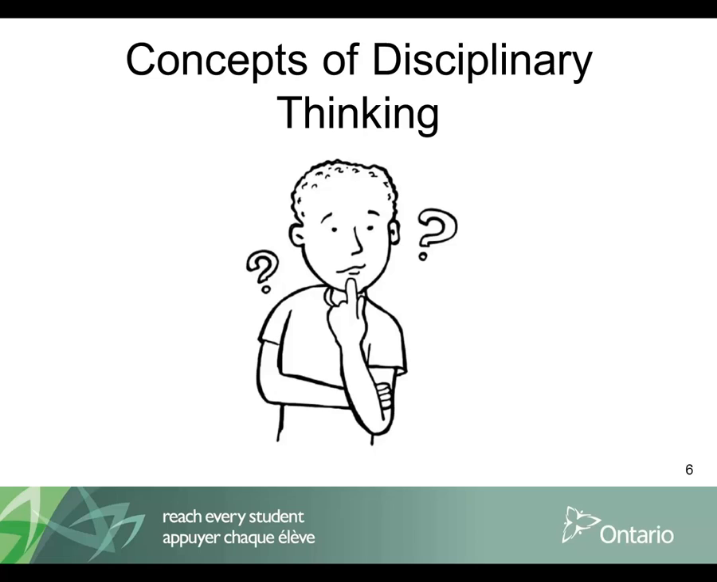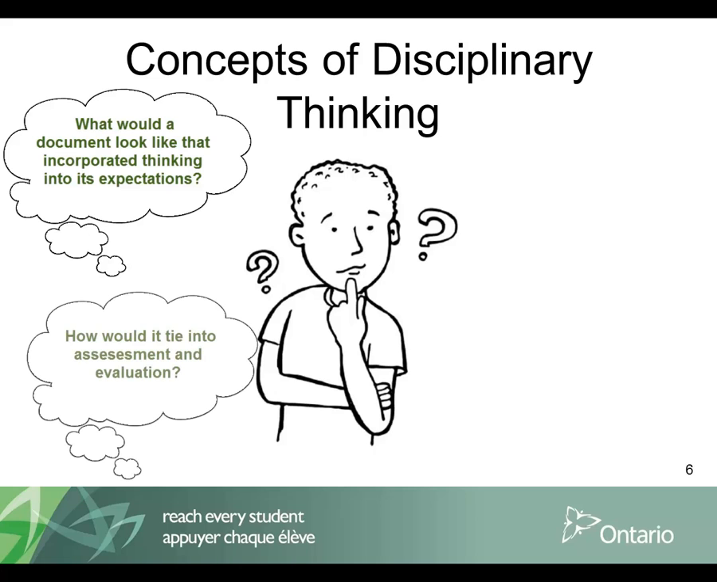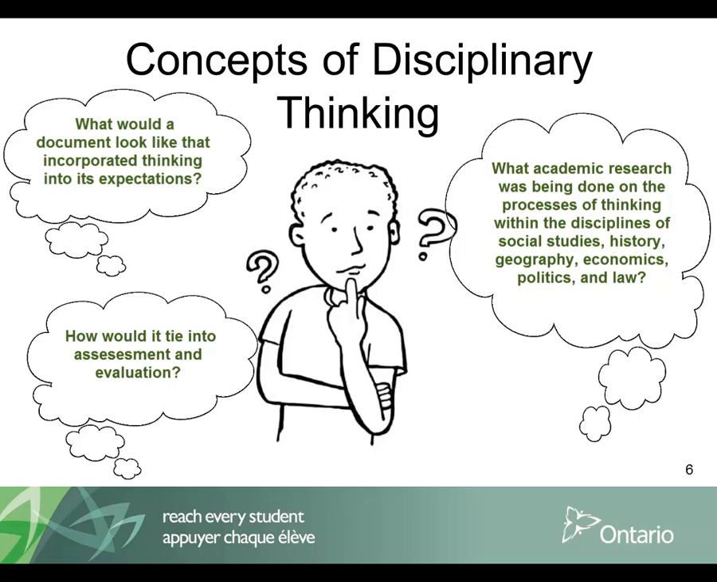During the consultation phase of the review for Social Studies, History, Geography, and Canadian World Studies, we repeatedly heard the request for more thinking skills within the document. Some people asked for more higher order thinking, while others asked for critical thinking. The questions that we were left with were, what would a document look like that incorporated thinking into its expectations? How would it tie into assessment and evaluation? And what academic research was being done on the processes of thinking within the disciplines of social studies, history, geography, economics, politics, and law?